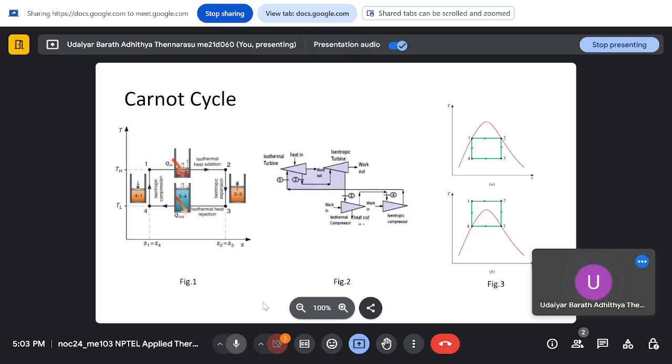So these isentropic processes are very fast, so they will not have enough time for heat transfer to happen. So that's why I assume it to be an isothermal process.